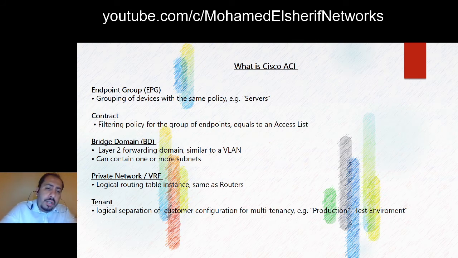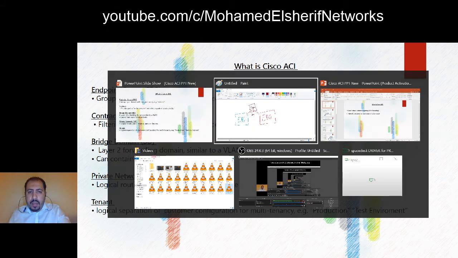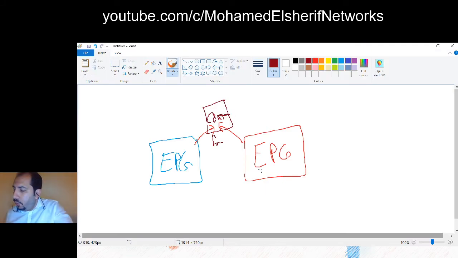Here comes another concept, which is the bridge domain. What is exactly the bridge domain? As I mentioned earlier, when the spine and leaves work together, they build up something called the fabric. And what is exactly the fabric?